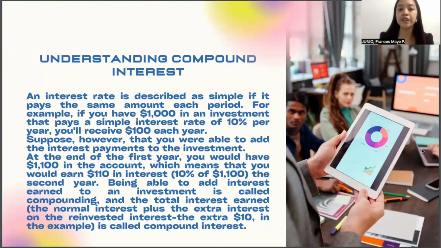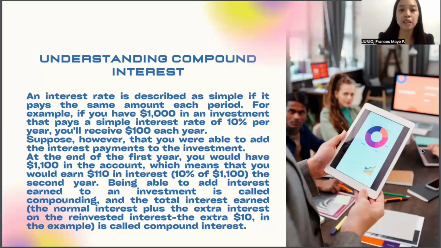So, for the third year naman, magiging 12,100 na siya, which is yung balance mo. And yung interest nun is kikita ng 1,210. So, makikita natin na habang tumatagal siya is mas lumalaki yung interest na natatanggap niya. Dahil nga sa compounding effect na tinatawag.